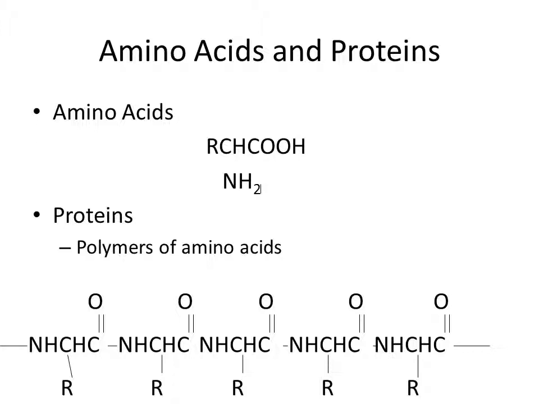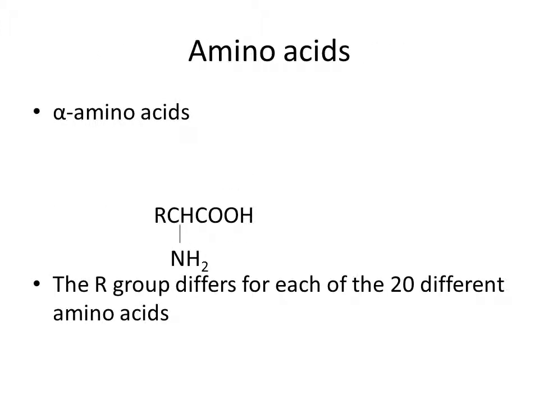Proteins are polymers of these amino acids. Proteins are made of an amide link between two amino acids so that you have a carboxylic acid from one amino acid forming an amide with the amino group of another amino acid. And it makes a big long chain of amino acids all attached to each other.